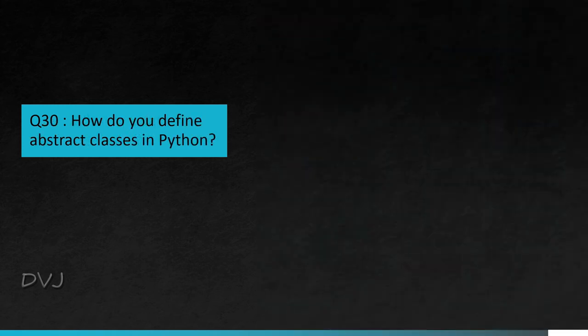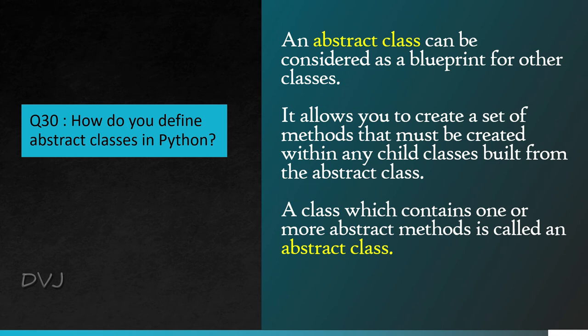Question number 30. How do you define abstract classes in Python? An abstract class can be considered as a blueprint for other classes. It allows you to create a set of methods that must be created within any child classes built from the abstract class. A class which contains one or more abstract methods is called an abstract class.